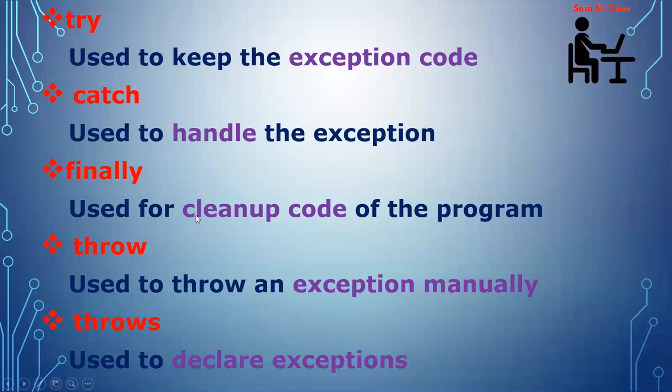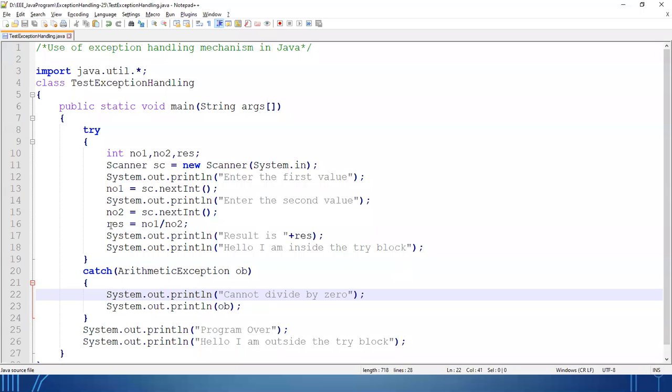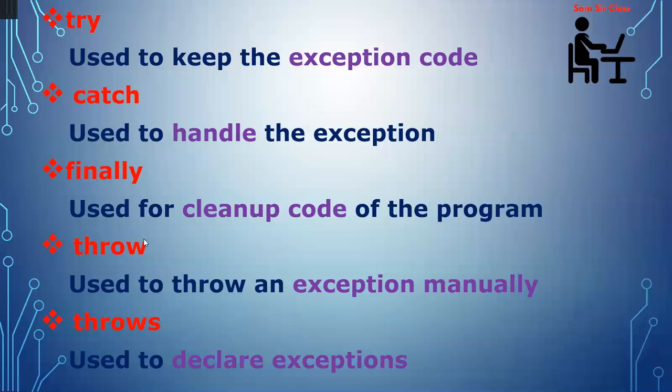Finally is actually used to clean up the code. What is the meaning of clean up? We'll discuss. Throw is used to throw an exception manually. Now we are not throwing the exception; automatically the exception will be thrown by JVM. But you'll use the throw keyword to throw the exception manually. And throws is actually used to declare the exception. What is the meaning of declaration? What is the meaning of throwing an exception manually? And clean up code, that we'll discuss in our future video.